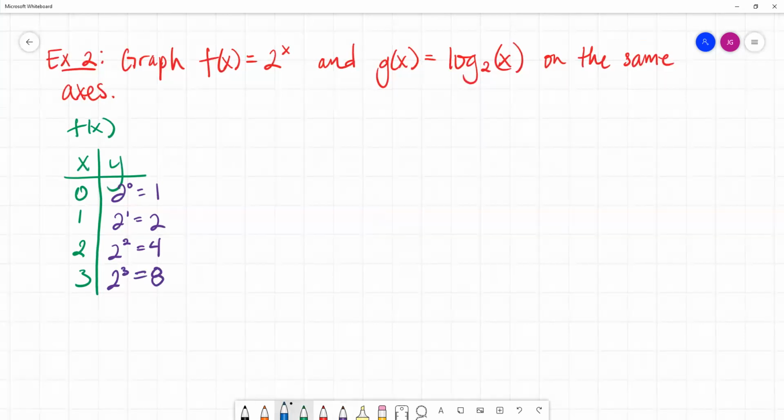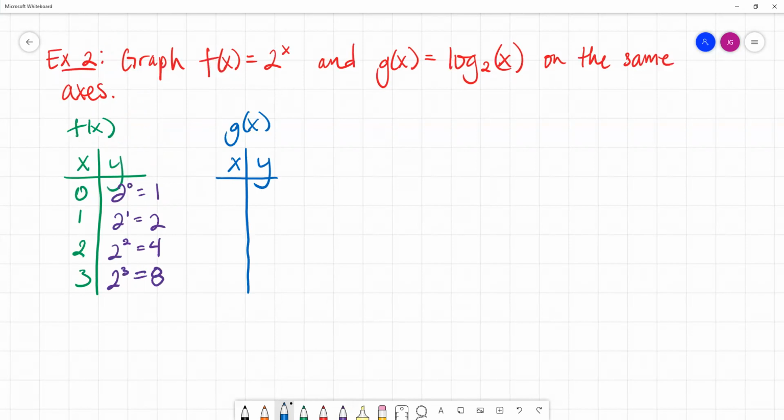Okay, now the next thing I want to do is make a table for g of x, but I don't have to. Do you know why? Because remember, for an inverse function, all we have to do is switch the inputs and the outputs. Switch all the values from the inputs with the values from the outputs. And since we know these two are inverses of each other, that's all we have to do here.